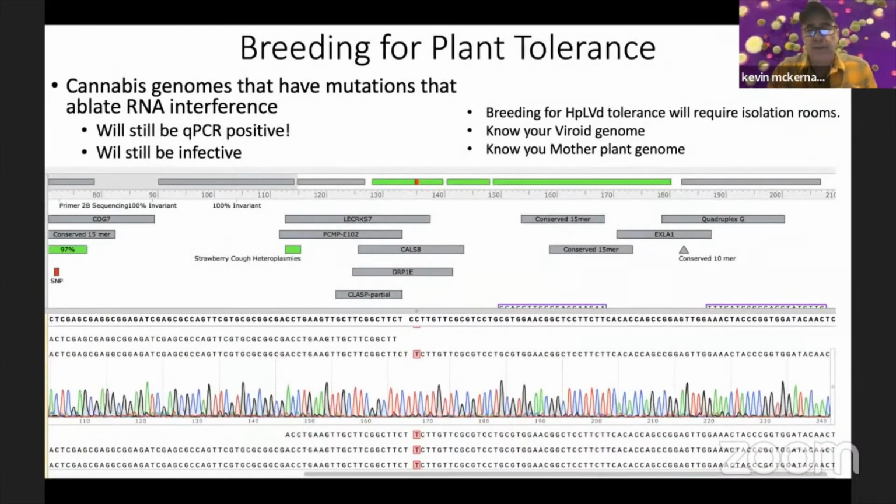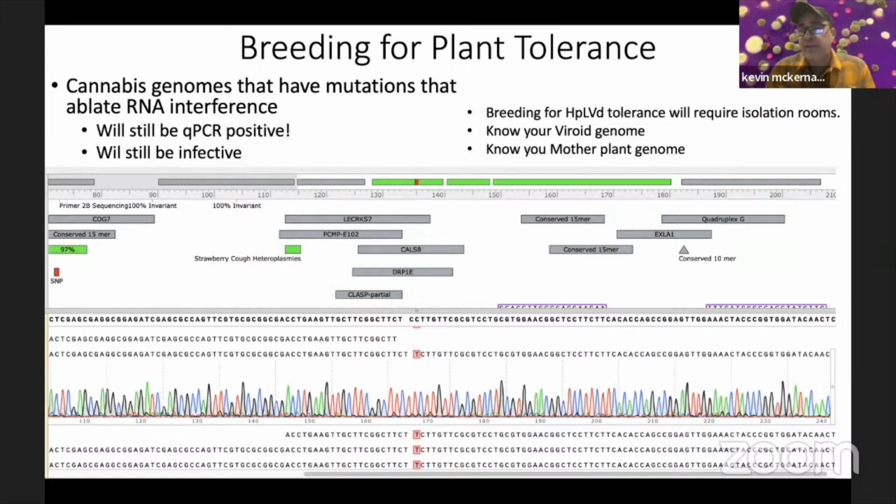But some of the key points here are that if we find plants for you that have mutations in these genes that Latent Viroid is targeting, that's not necessarily guaranteed that it won't be PCR positive. So this really brings out the importance of perhaps having isolation rooms if you want to do breeding programs like this, because they will still be able to infect other plants.